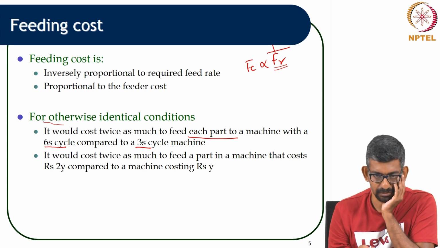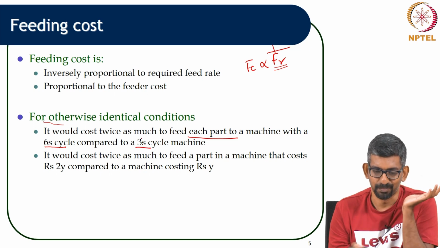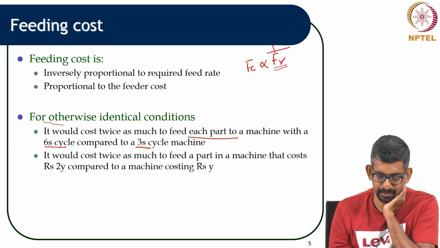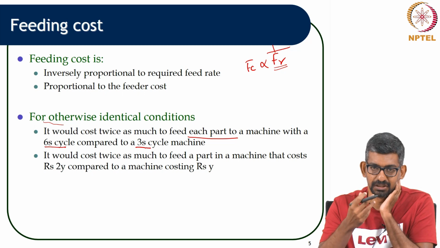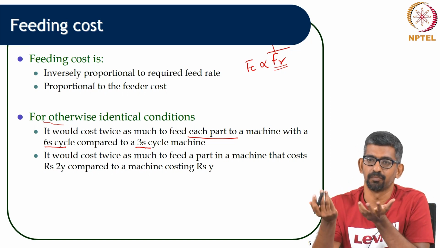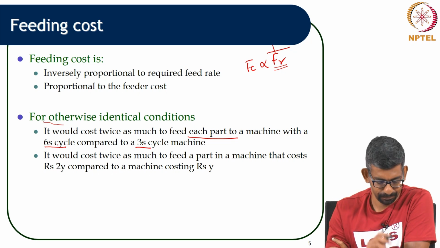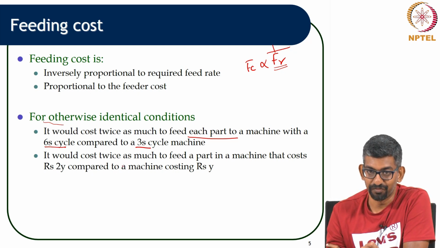Obviously, this machine is supposed to be more expensive than that machine, but your productivity rate is much higher. So, in that sense, the cost is twice in this machine compared to that machine. Hence, your machine specification will obviously be in terms of what would be the cycle time, and it would cost twice as much to feed a part.